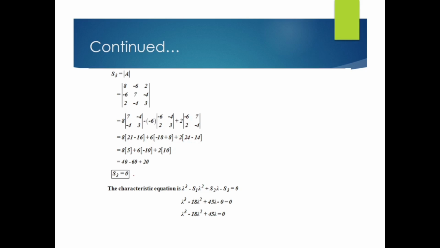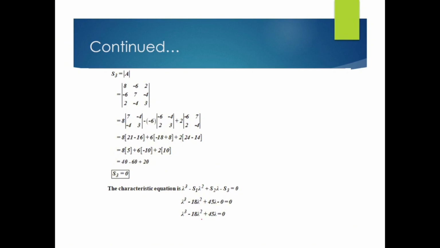Now we know the characteristic equation formula: lambda cubed minus S1 lambda squared plus S2 lambda minus S3 equal to 0. Substituting, S1 is 18, S2 is 45 and S3 is 0. Finally we get the characteristic equation as lambda cubed minus 18 lambda squared plus 45 lambda equal to 0. Next we are going to solve this characteristic equation and find the eigenvalues of this equation.